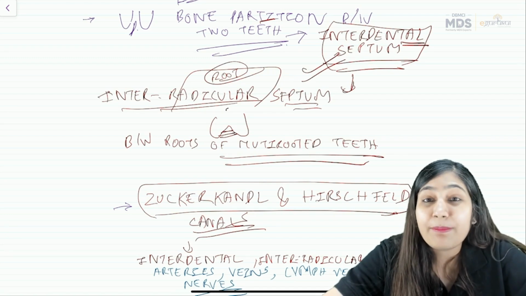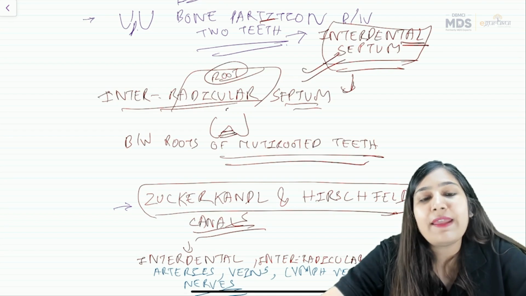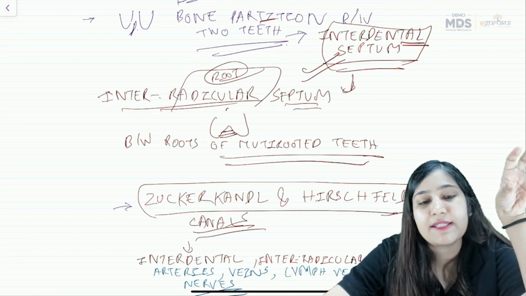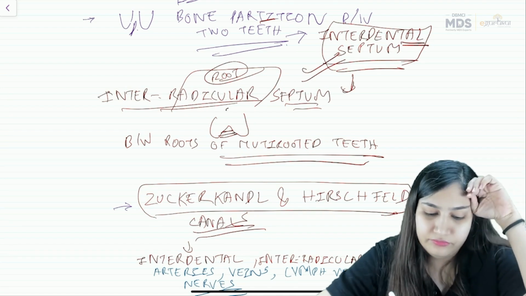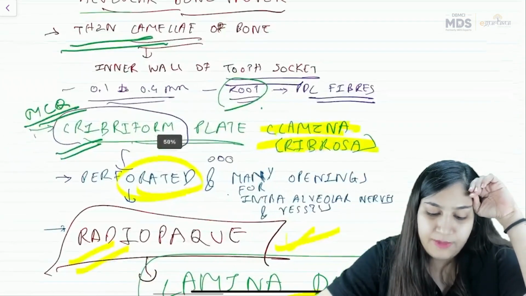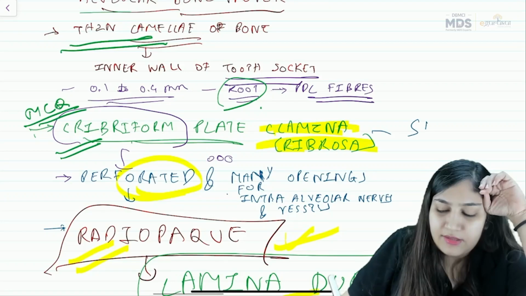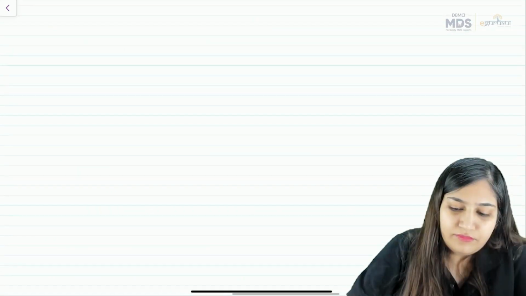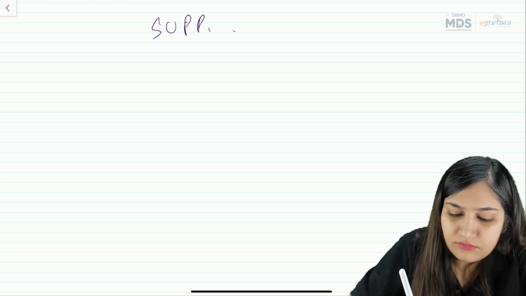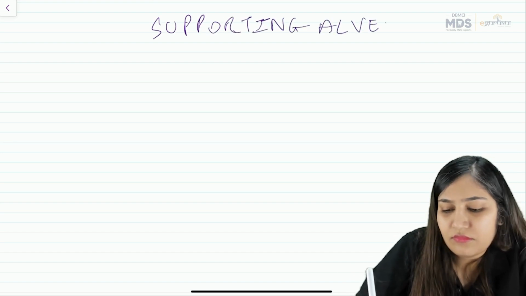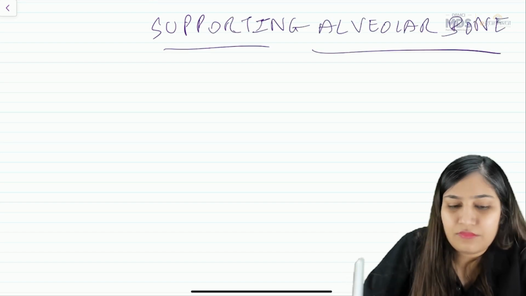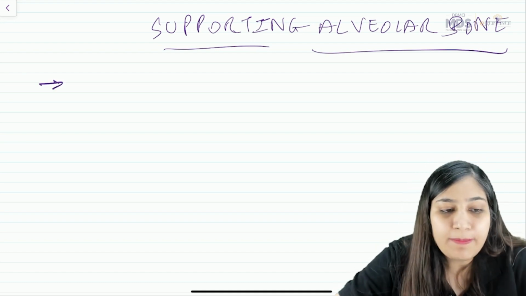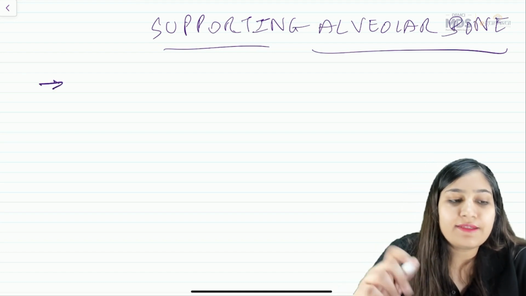It is also known as bundle bone. Sieve-like appearance, like the perforations in a sieve, is seen in the cribriform plate. Now coming to supporting alveolar bone, which consists of cortical plate and cancellous bone.